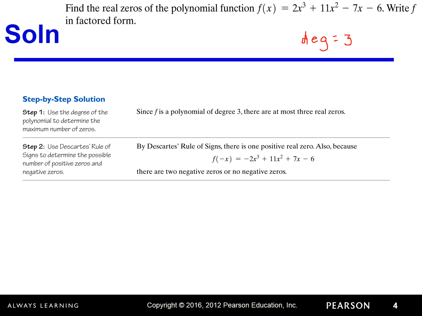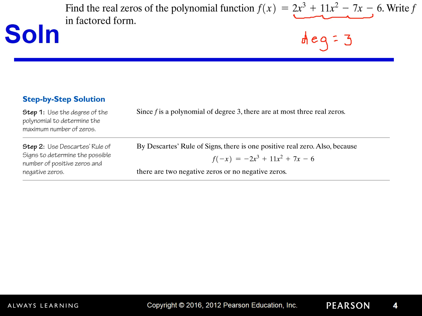And then there's Descartes' rule of signs, and well, let's see, positive to positive, positive to negative, that's 1, negative to negative, that's not a change. So there's only one change, positive to negative, and so evidently there's just going to be one positive real zero for this function.